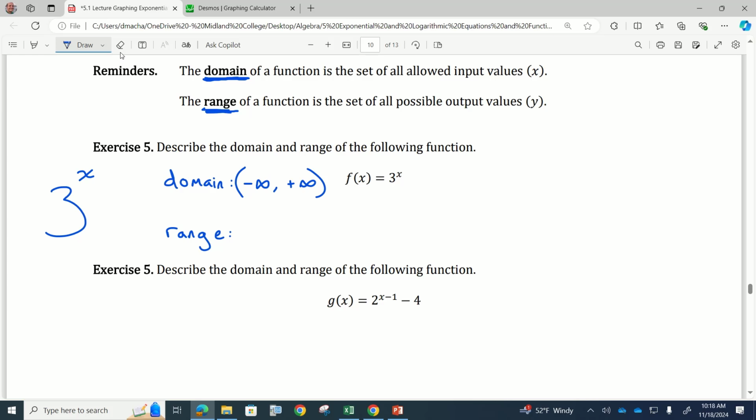What is the range of 3 to the x? What numbers can I get when I take 3 raised to the power of some real number? Yeah. The range has to be greater than 0.